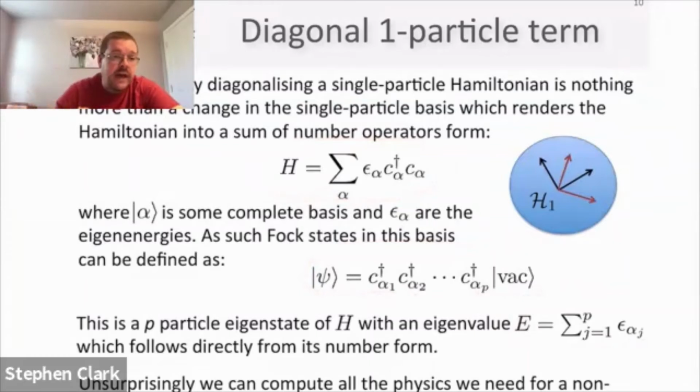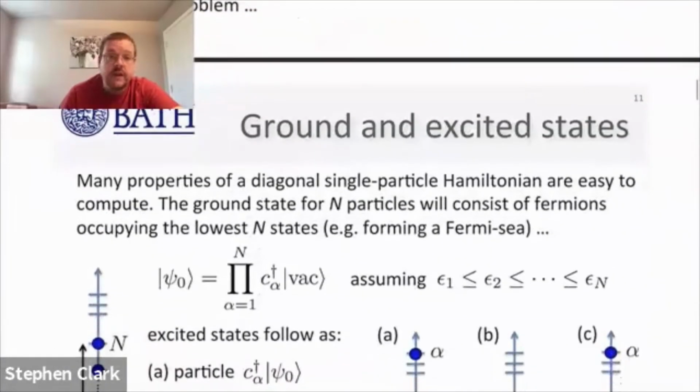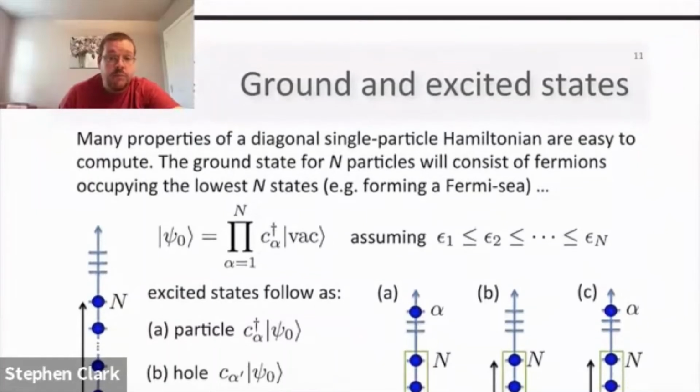That goes back to what we said right at the beginning of the first lecture, where we wrote down what a single particle Hamiltonian looks like. This is what a trivial single particle Hamiltonian looks like. Unsurprisingly, if we can get a Hamiltonian into that form, we can compute absolutely everything from it because it's a non-interacting problem. So let's look at some key properties.